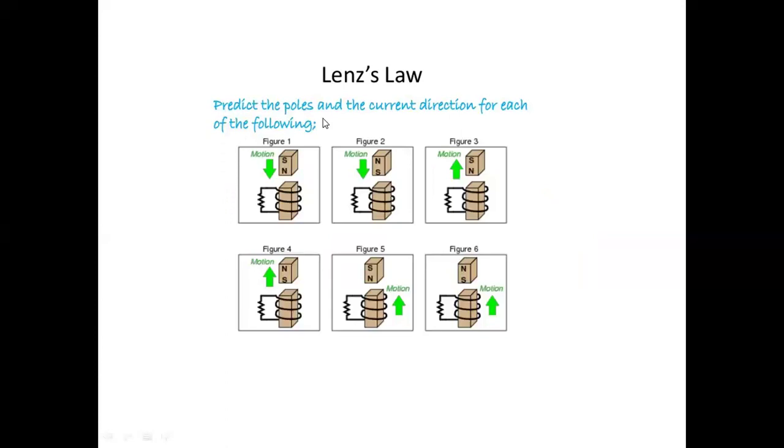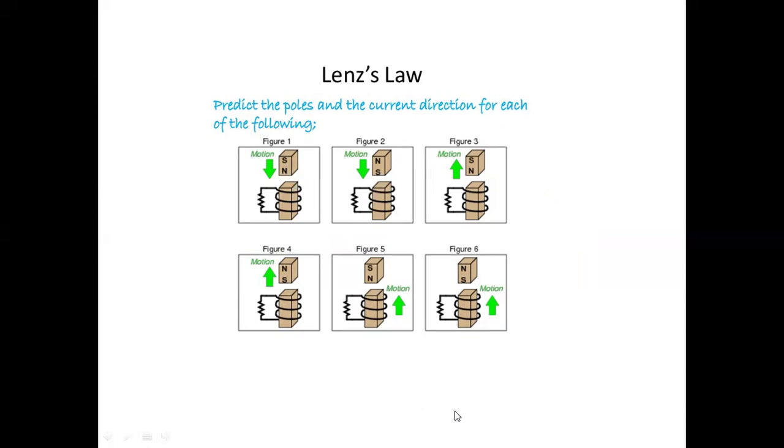Now here you have to predict the poles and the current direction for each of the following. Figure 1: what will be the pole when the north pole is moving towards it? It means the upper one will also be the north pole. The end facing the magnet will be the north pole and the current will be flowing in anti-clockwise direction. In the second figure, since the south pole is approaching, the current will be flowing in clockwise direction.